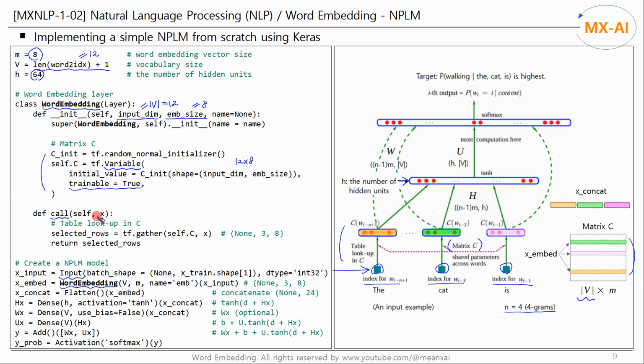The call method receives the indices of the words entered in the input layer. Select the row vectors corresponding to the input indices X in matrix C. This is the table lookup in C process, and then return the selected row vectors. This is the tensor X embed of size 3 by 8. None is the batch size. Next, we flatten this tensor into a one-dimensional tensor of size 24. This is the process of concatenating the selected word vectors.